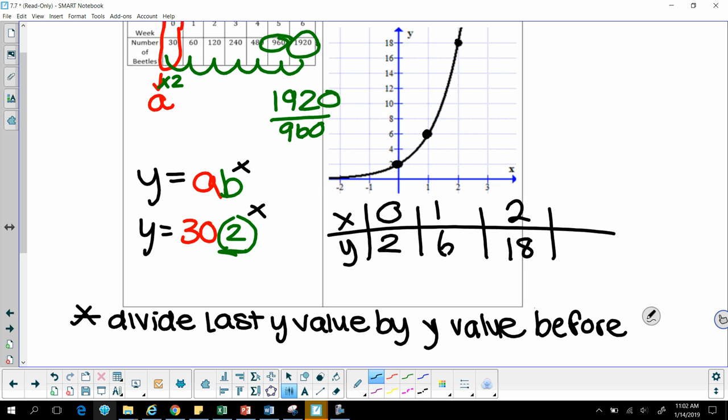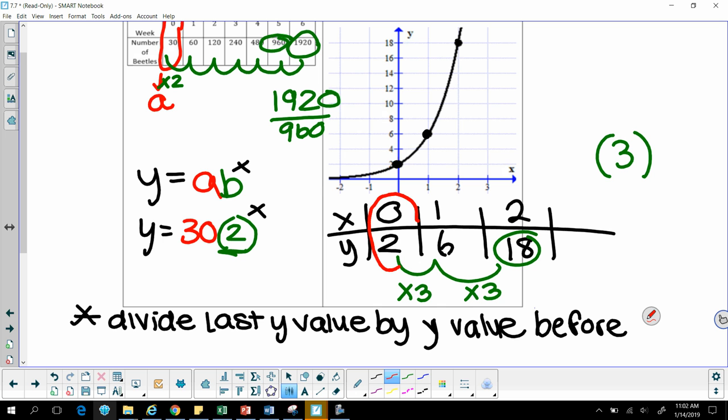Not dividing. Multiplying, right? So remember, we can take 18 divided by 6, which is 3, or we can just look at it and kind of find it out. But sometimes it's going to be multiplied by a fraction. So that's why we always want to put it in our calculator. So we know 3 is going to be our growth factor. And then our initial value is when x is 0, so right here, which is 2. And so this is our answer. Does that make sense?